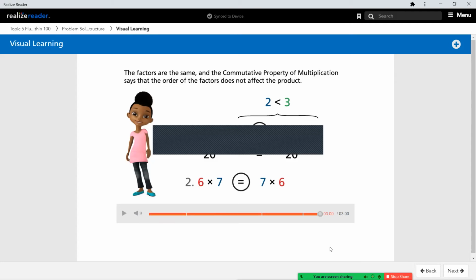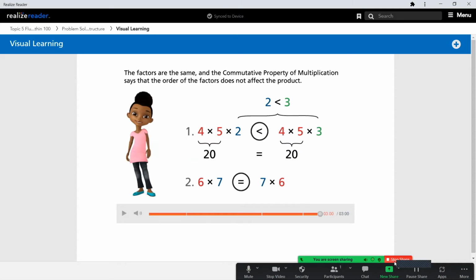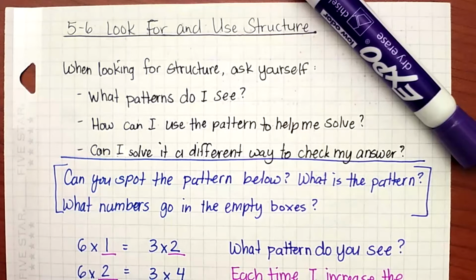Let's go ahead and take a look at our notes, and then we're going to work on our guided practice. So 5-6, look for and use structure. When you're looking for structure, ask yourself, what patterns do I see? How can I use these patterns to help me? Can I solve it in a different way to check my answer? Are there any properties that I know that can help me figure out the answer to this problem?